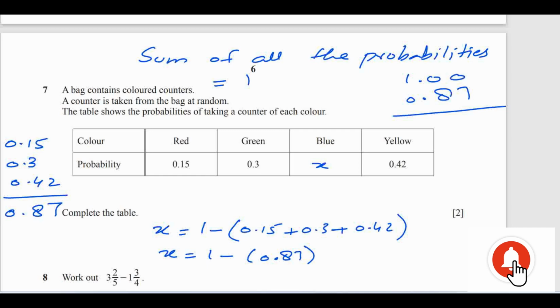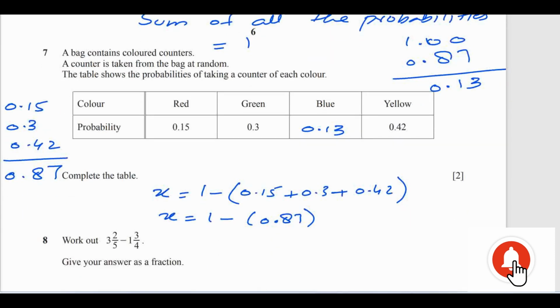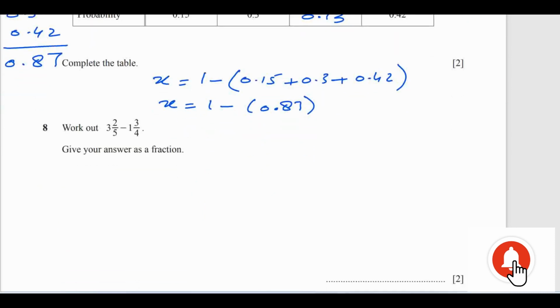Anyway, you can also find it directly: borrowing from here, this becomes 1, and then 10 minus 7, this will be 3, 9 minus 8 is 1, so 0.13. So x will be equal to 0.13. We don't need to write x over here, we were only writing it for our understanding. So 0.13 will be the final answer. Let's move on to the next one.